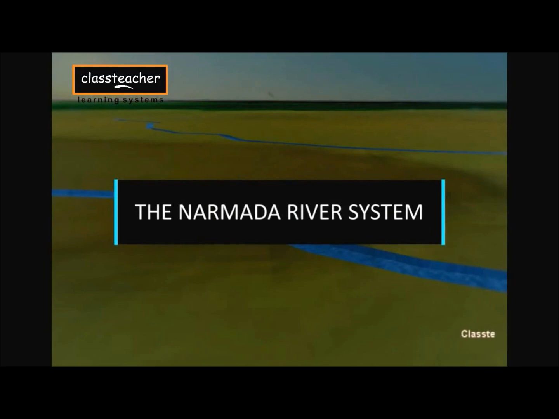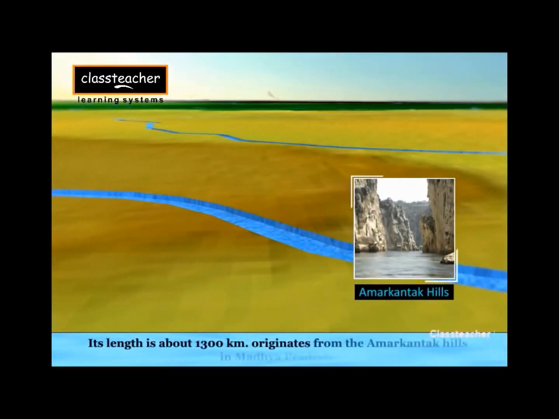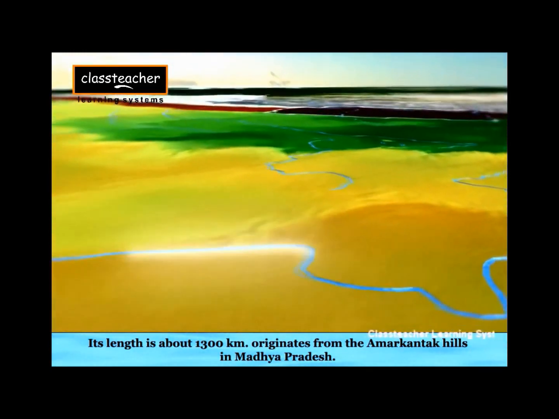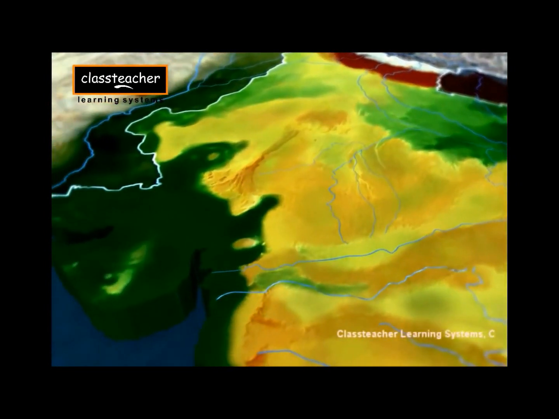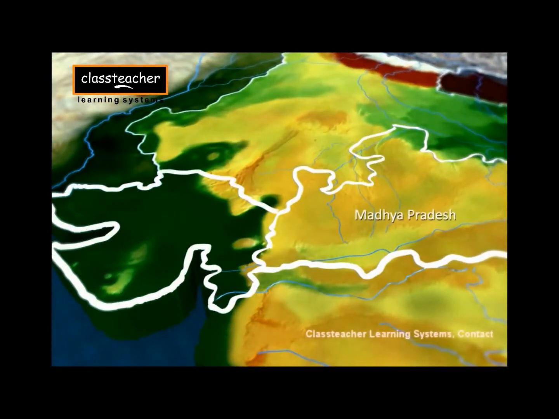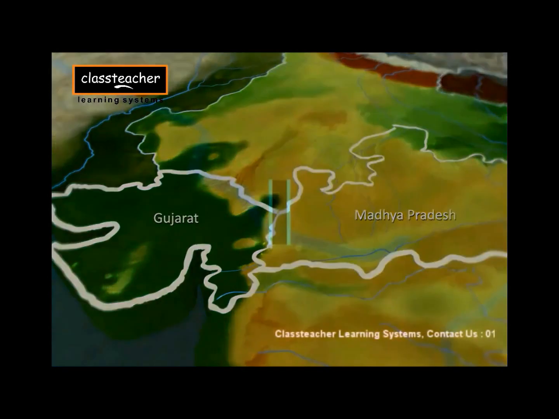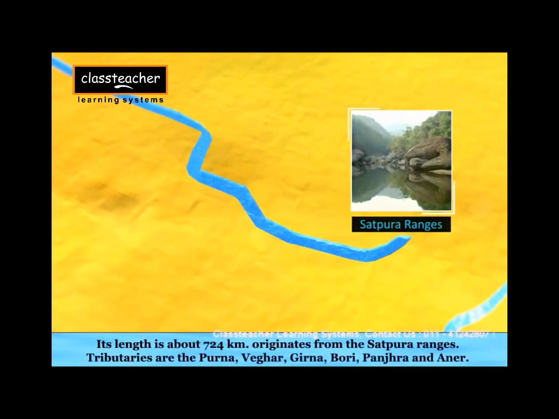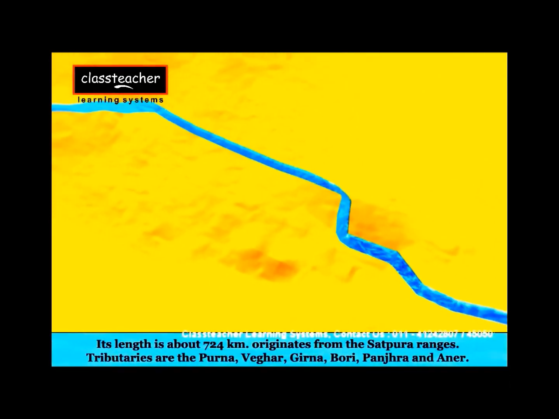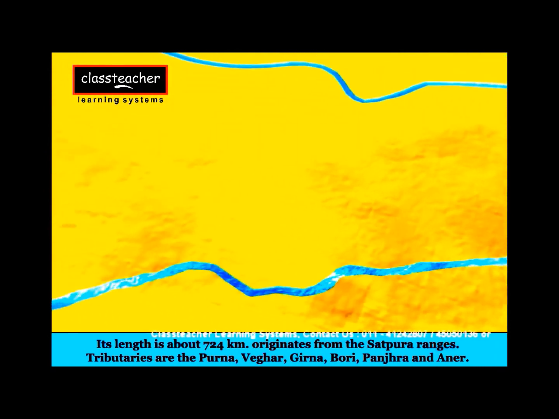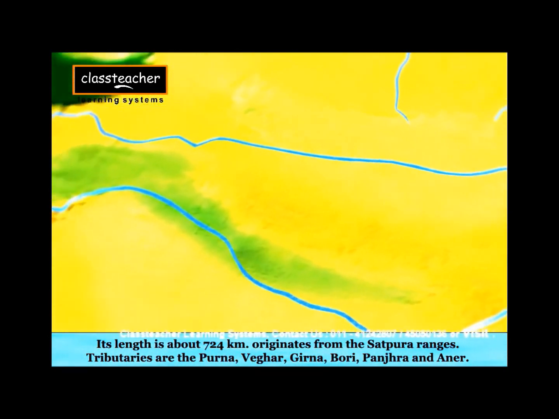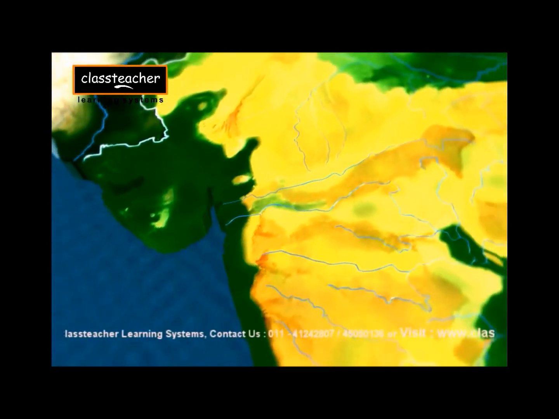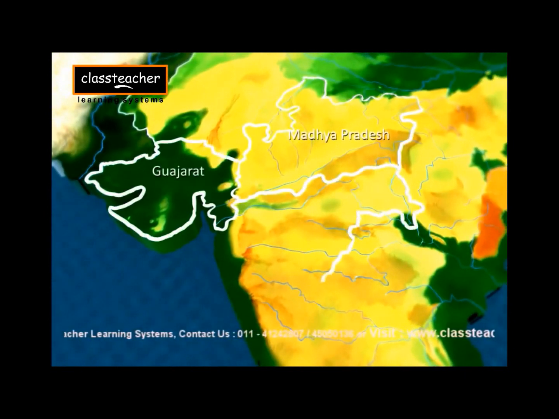The Narmada river system. It rises near the Amarkantak Hills in Madhya Pradesh, flows westward for a distance of 1,300 kilometers to finally empty itself into the Arabian Sea. The Narmada Basin covers parts of Madhya Pradesh and Gujarat. The Tapi river system. The Tapi rises in the Satpura Ranges in the Betul district of Madhya Pradesh, flows westwards for 724 kilometers in a rift valley parallel to the Narmada. The Tapi finally meets the Arabian Sea. The Tapi Basin covers parts of Madhya Pradesh, Gujarat and Maharashtra.